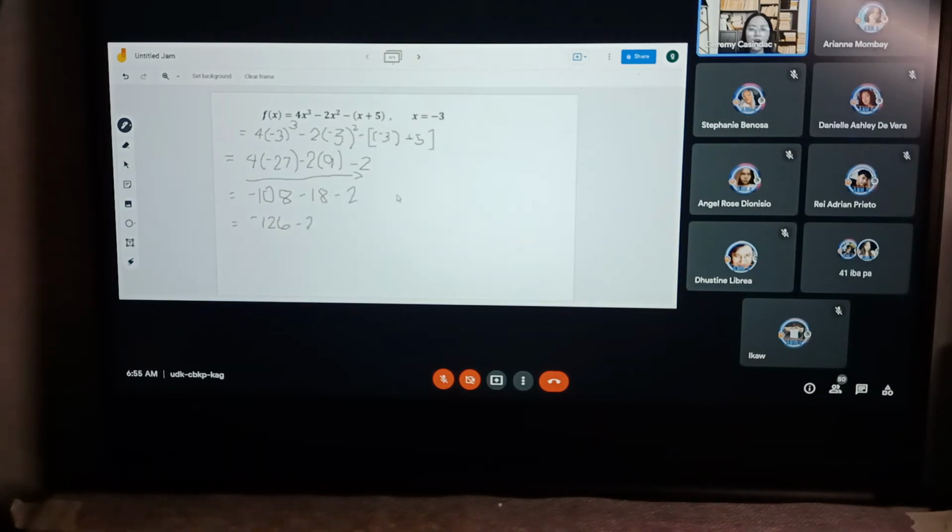Minus 2. Okay, so what would be the final answer? Cyrus Santos. Negative 126 minus 2. What would be the difference, Santos? Negative 124 po. Okay, that's correct. Negative 124.